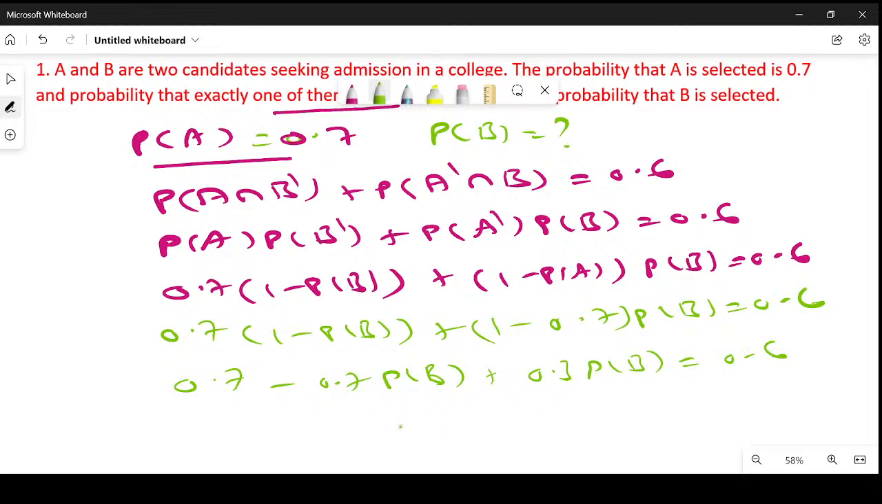Now you can see here, I can transfer P of B to one side. 0.7 minus 0.6 you can transfer to this side. Minus 0.7 plus 0.3 will be minus 0.4 into P of B. You can see the value if we simplify.